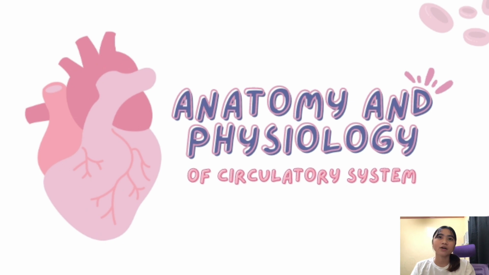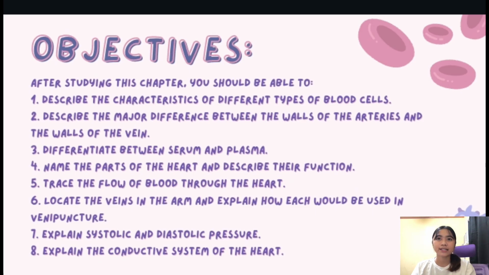For the learning outcomes, first, describe the characteristics of different types of blood cells. Second, describe the major difference between the walls of the arteries and the walls of the veins. Third, differentiate between serum and plasma. Fourth, name the parts of the heart and describe their function.